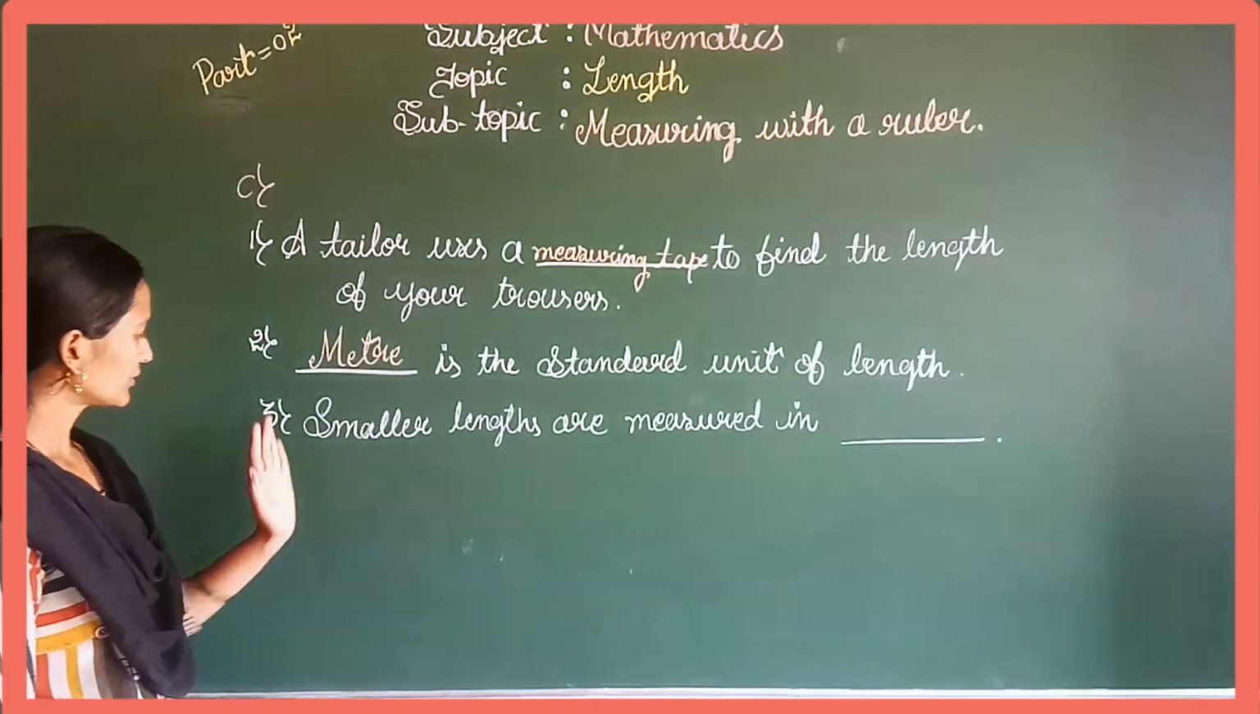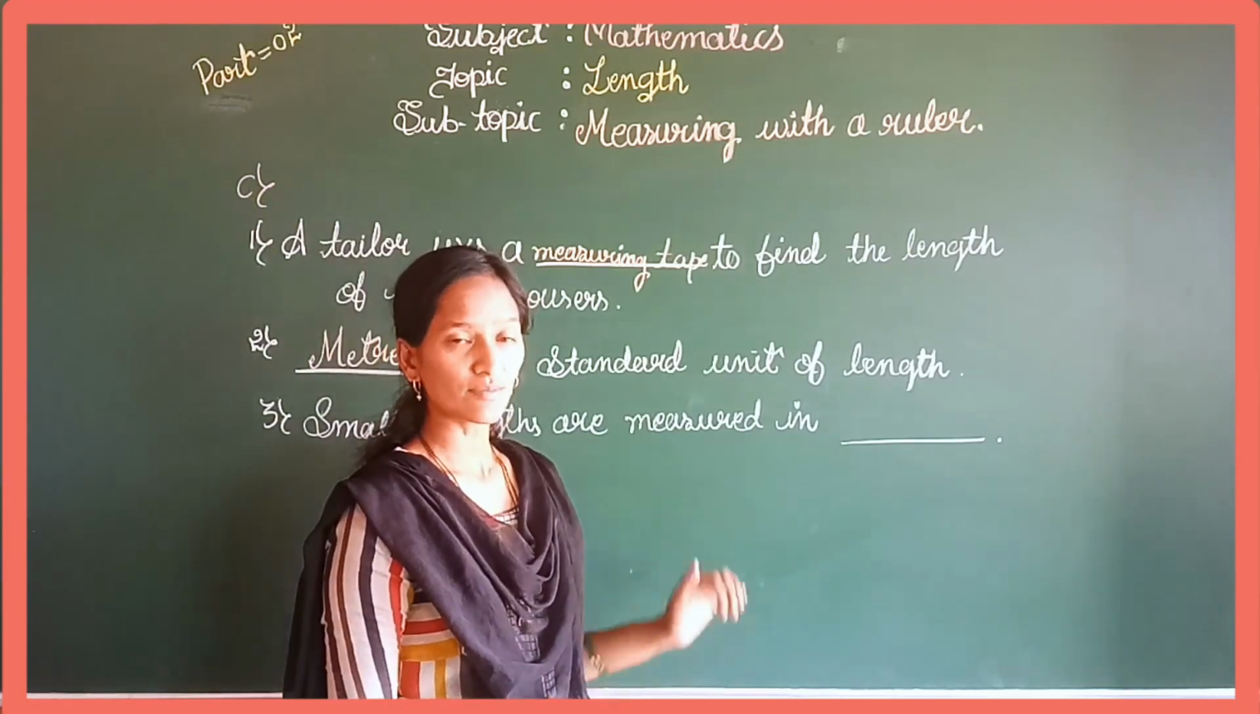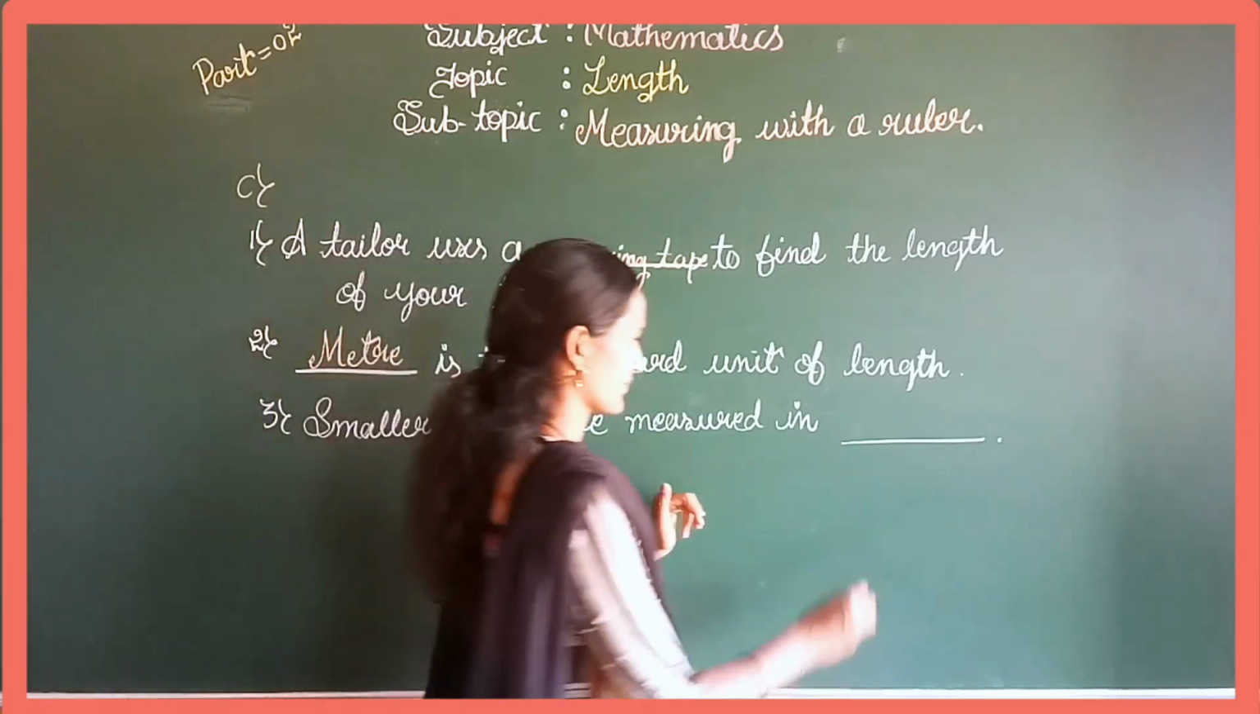Right? So come to the third one. Smaller lengths are measured in dash. The smaller lengths are measured in centimeters.